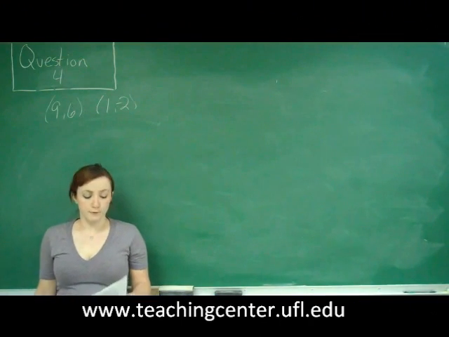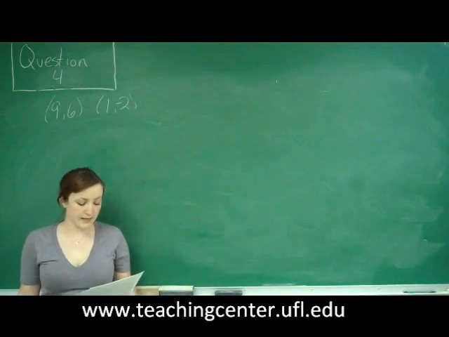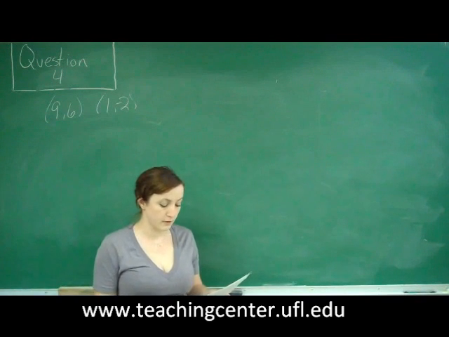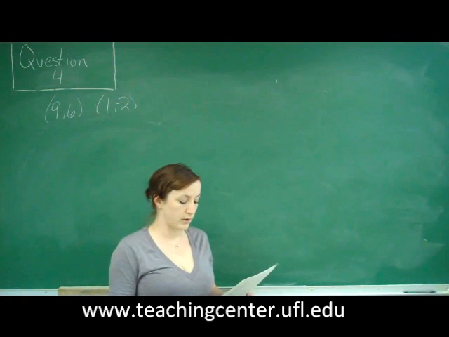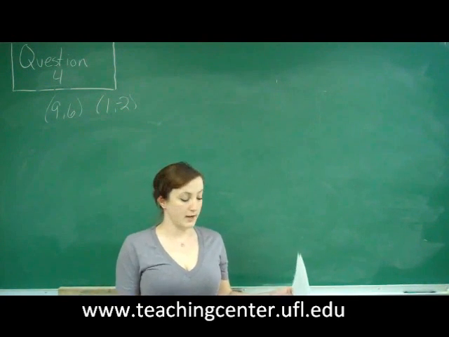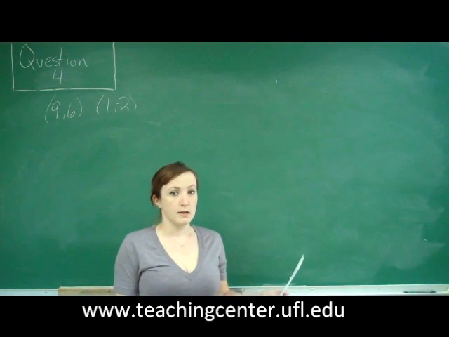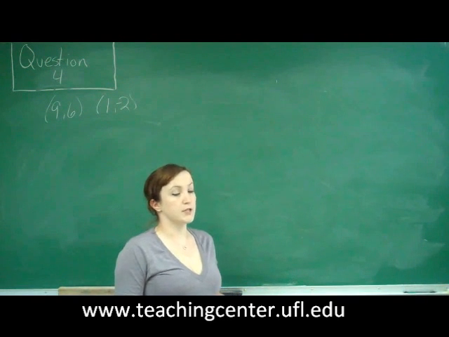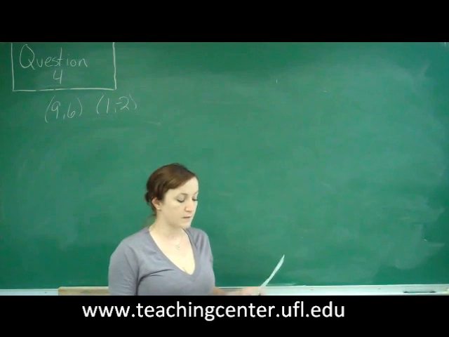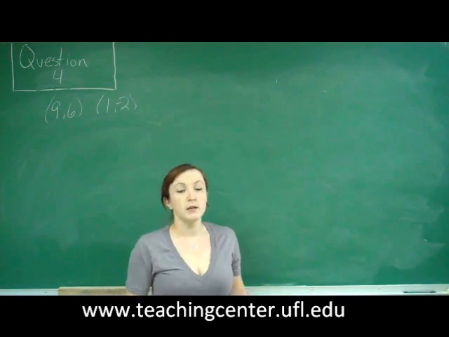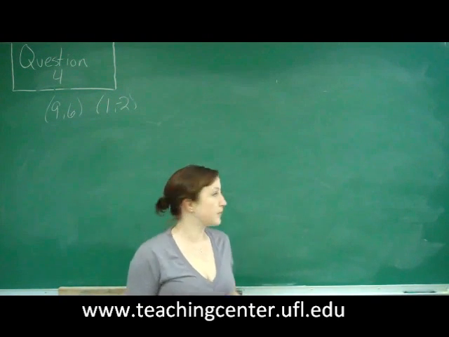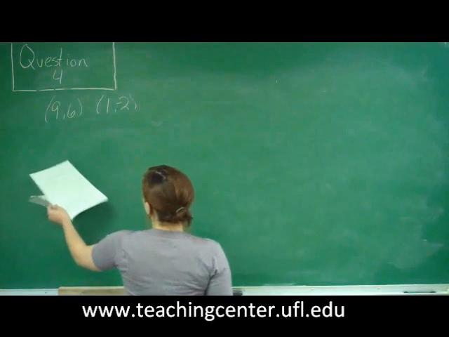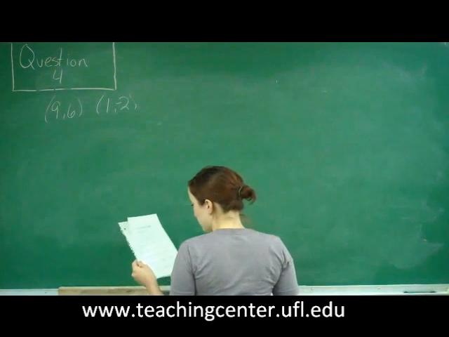This is question number 4, and it asks us to find the standard form and the general form of the equations of the circle's two endpoints of a diameter are (1, -2) and (9, 6). So what we first need to do is find the midpoint of that line, because the midpoint of our diameter is going to be the center of our circle. So I've got (9, 6) and (1, -2).